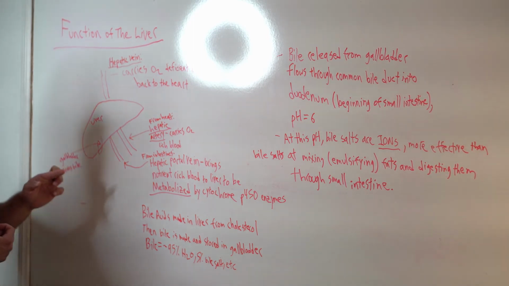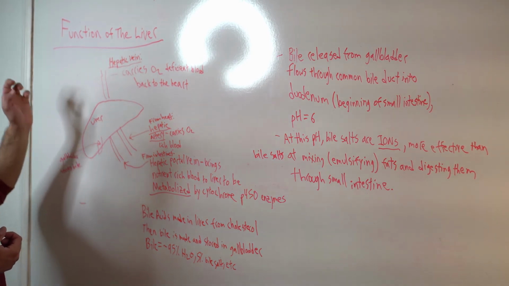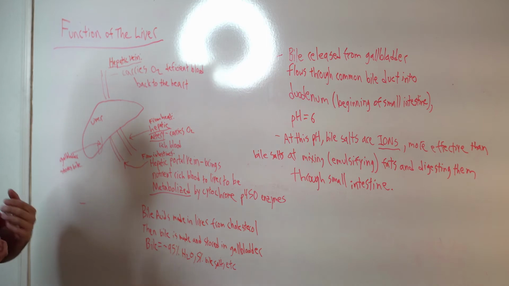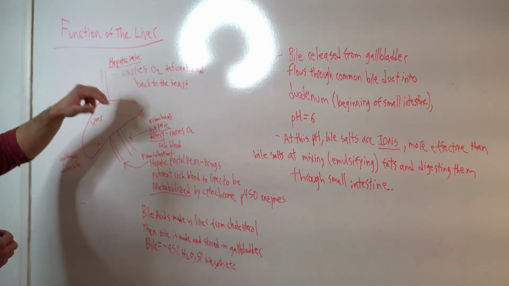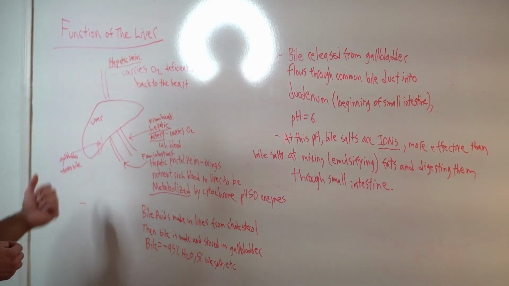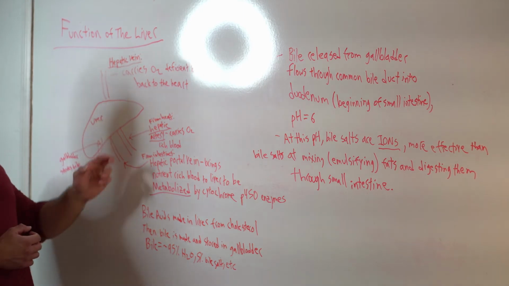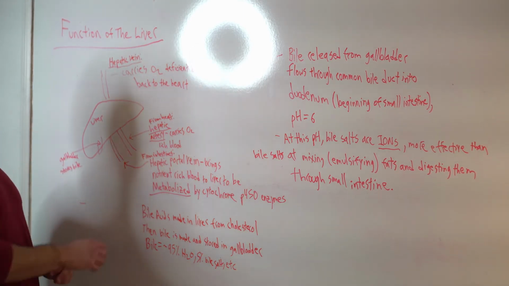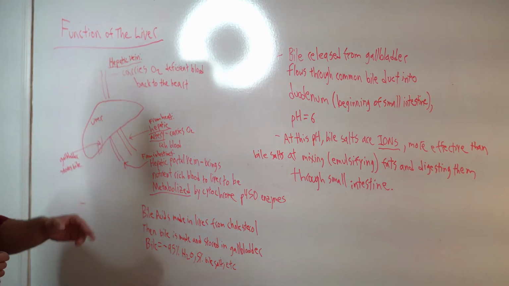And then once this nutrient-rich blood goes through the liver, and this oxygen-rich blood circulates through the liver, we have oxygen-deficient blood, which comes out of the liver from the hepatic vein and then goes back into the heart, and then just restarts that cycle, which will then bring oxygen-rich blood back to the liver.